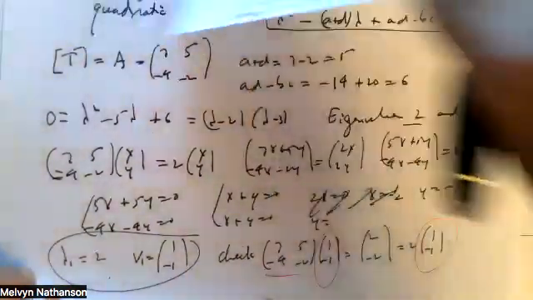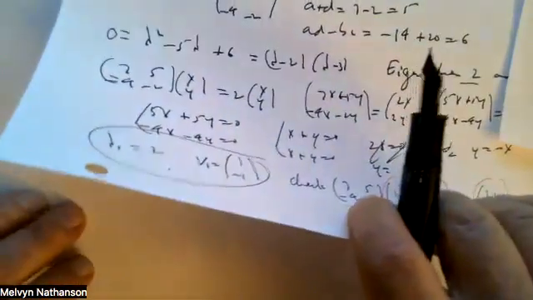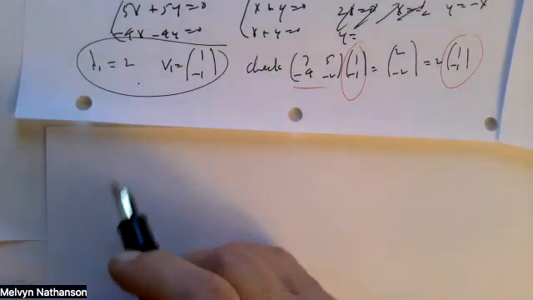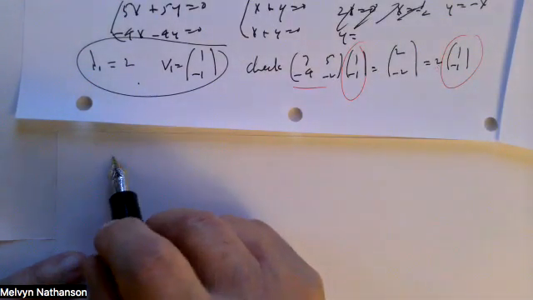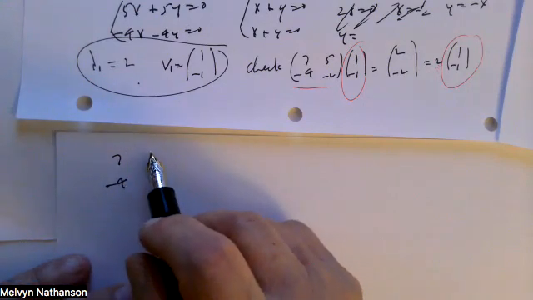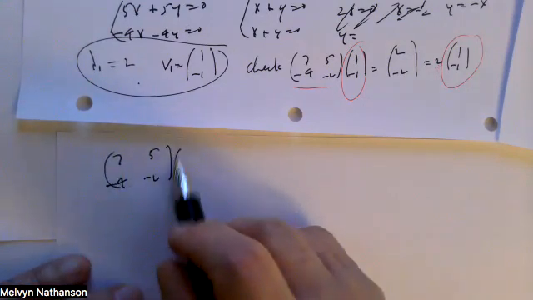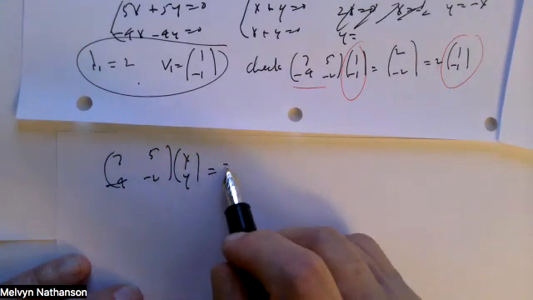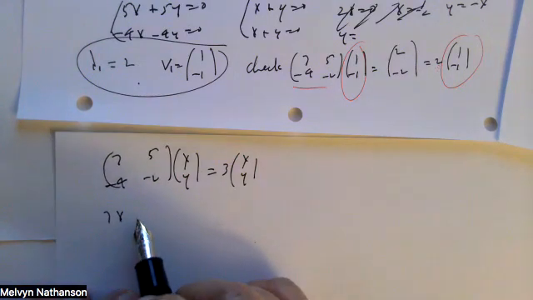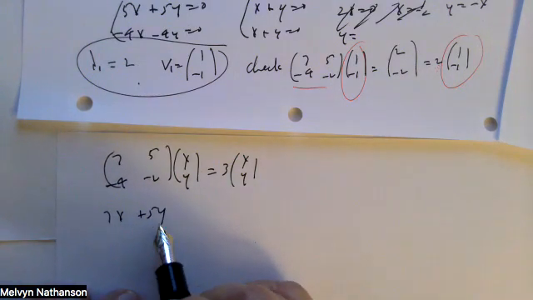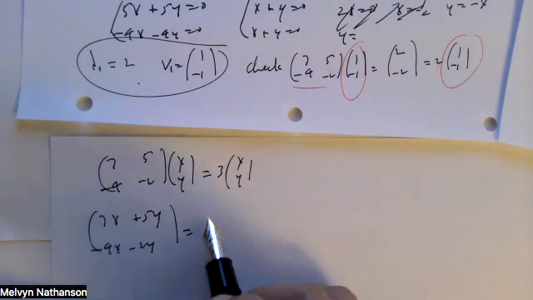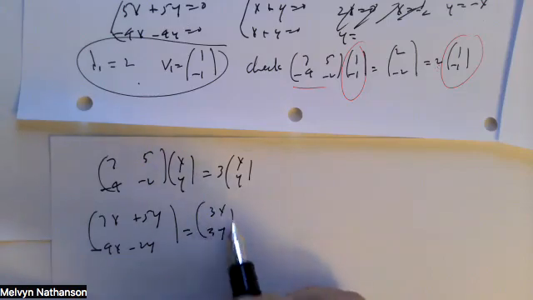And suppose I want to find an eigenvector for the eigenvalue 3. In this case, here's my matrix: 7, minus 4, 5, minus 2. Applied to the vector xy should be 3 times the vector xy. This is 7x plus 5y, minus 4x minus 2y, equals 3x, 3y.